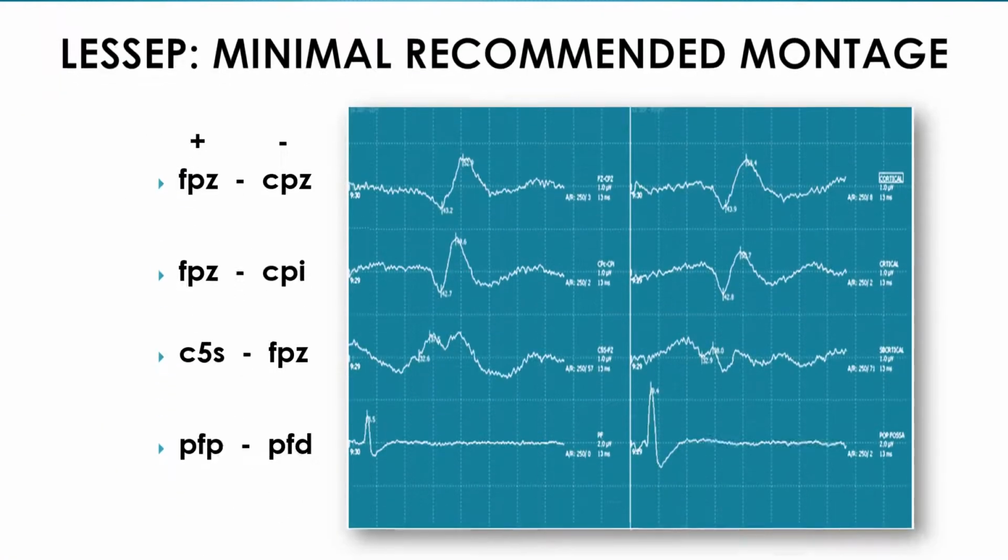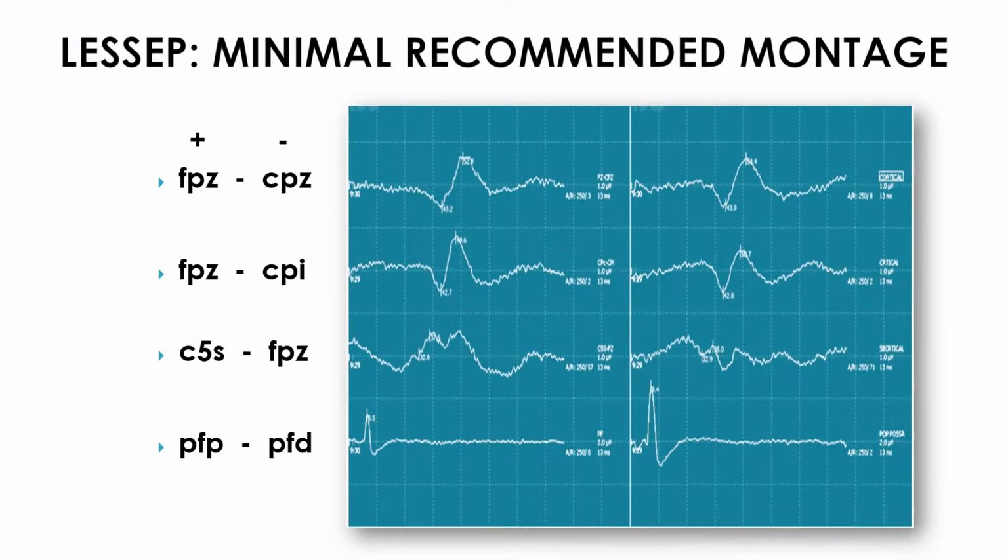Let's record the lower SSEP. This is what a lower SSEP looks like. The peripheral response, the subcortical, and then two cortical responses.